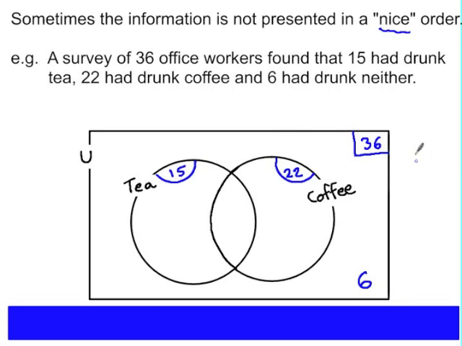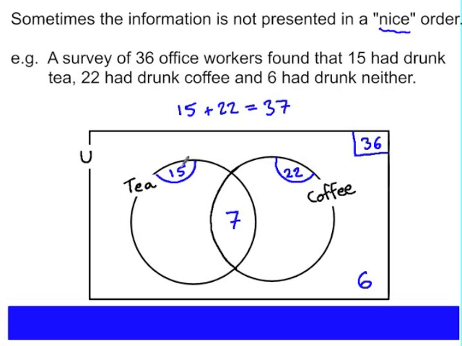Now using this information we can fill in the remaining spaces. 36 take away 6 means that there are 30 people somewhere in the overlapping circles. But if we add the 15 and the 22 together, that's 37. 7 more than the number of people left. So the extra 7 people must be in the overlap. They drank both tea and coffee.